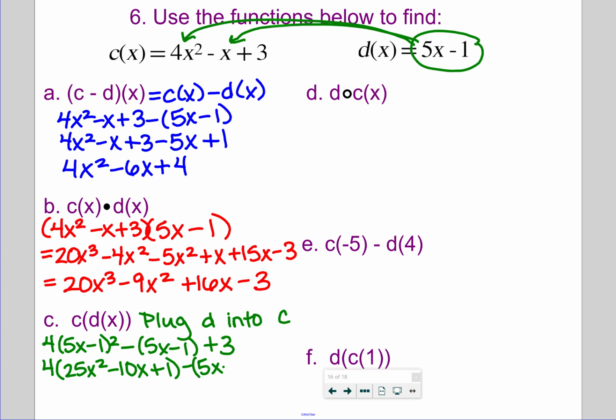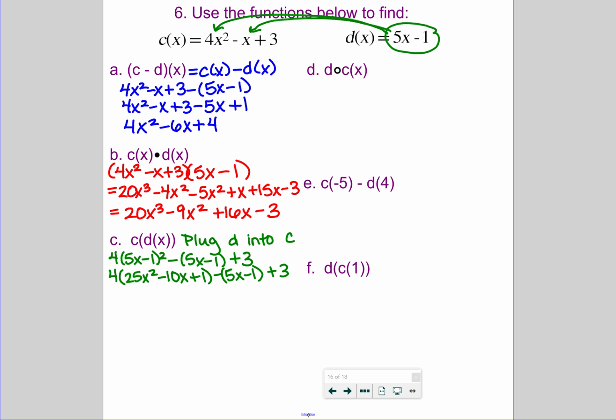Parentheses 5x minus 1. There we go. Then I'm going to distribute the 4 and the negative through. So I'm going to have 100x squared minus 40x plus 4 minus 5x plus 1 plus 3. And then again, combine like terms. Final answer will be 100x squared minus 45x. And then 4 plus 1 plus 3 will give me plus 8.